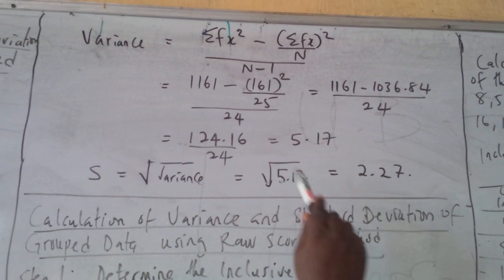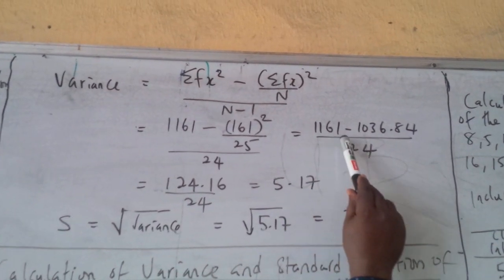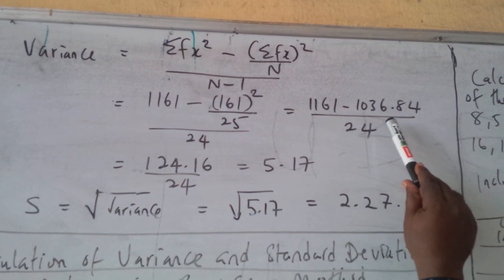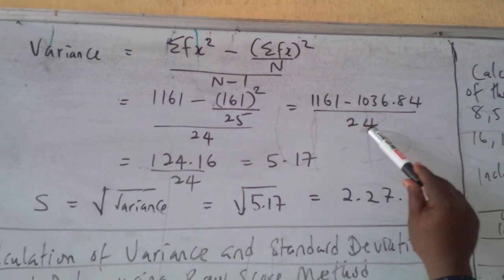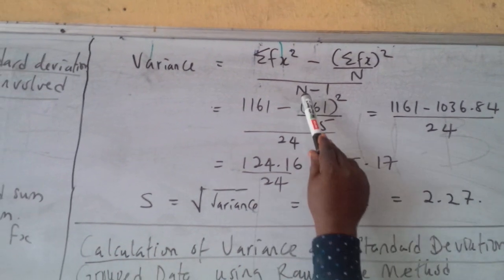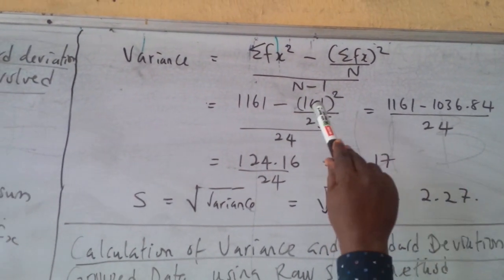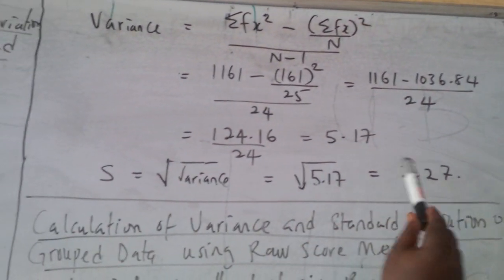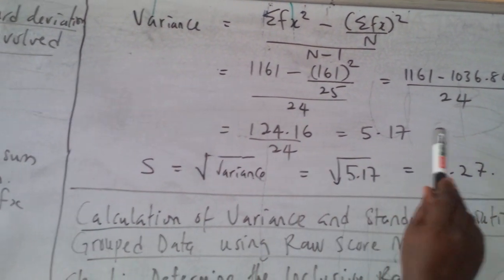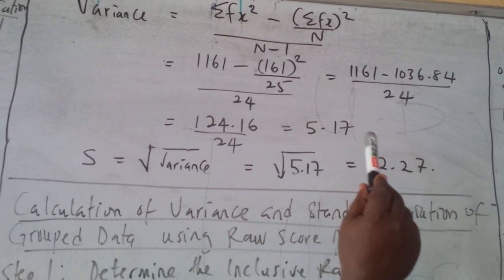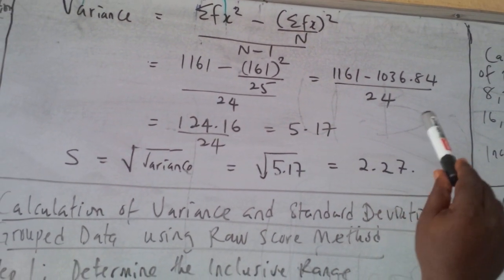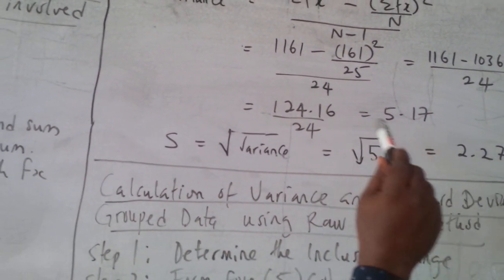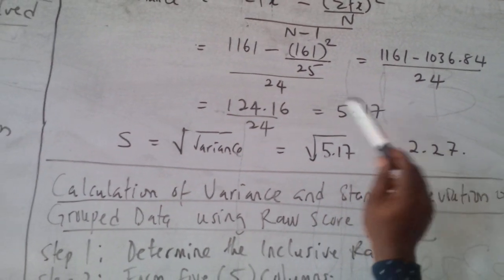And then when you do that, it's going to give you 1161 minus 1036.84 all over 24. This 24 is n minus 1. N is 25, minus 1 is 24. That's how you get this 24. And then when you subtract, 1161 minus 1036.84 is going to give you 124.16. Divided by 24, you have 5.17.